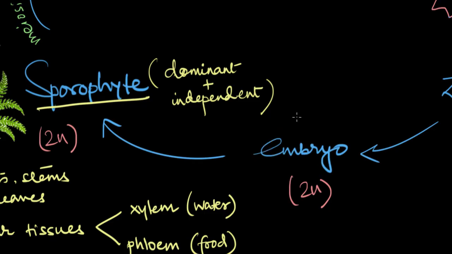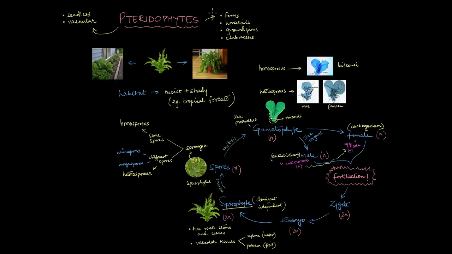So, to summarize everything, pteridophytes are kind of like an in-between version of the bryophytes and the higher plants. Like bryophytes, pteridophytes are also seedless, they produce spores, and they need water to reproduce. But then they also have true roots, stems, and leaves equipped with specialized vascular tissues, just like the higher plants have.